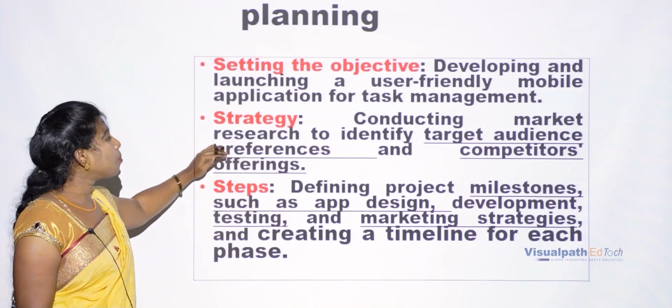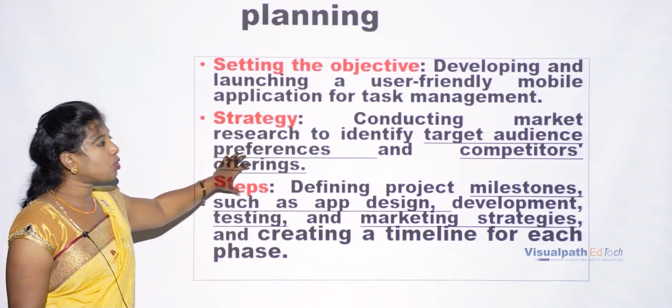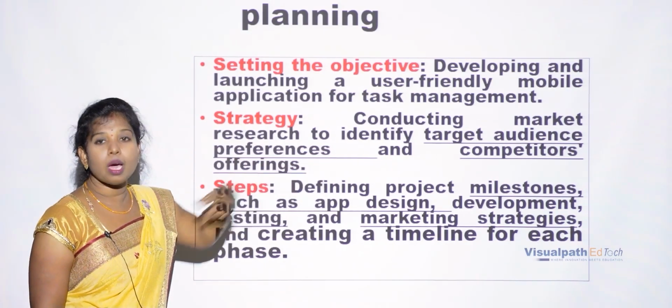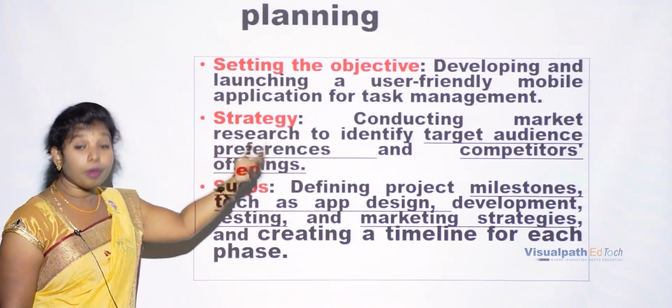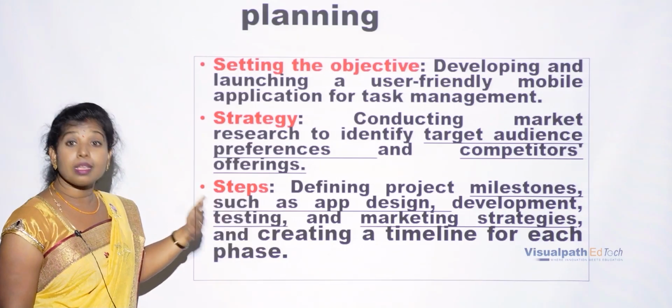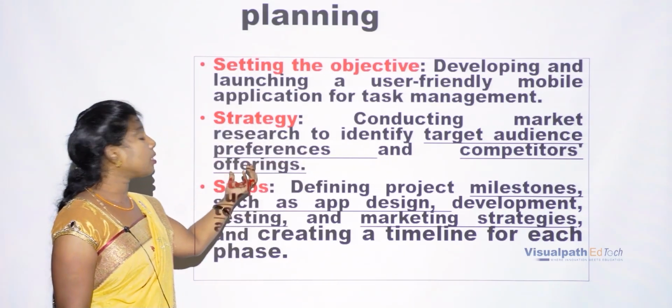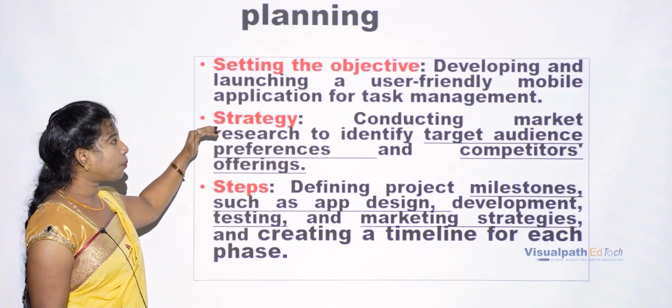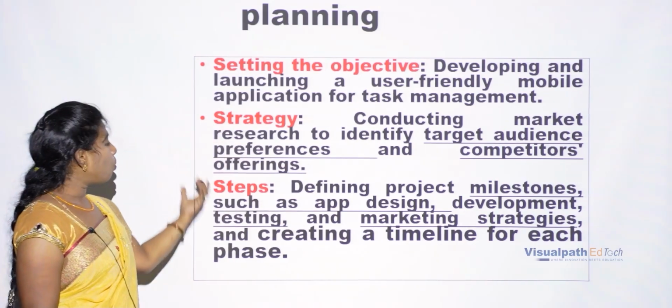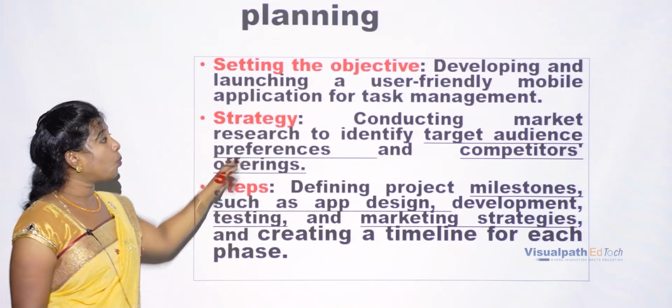So here, conducting marketing research. So whom do we have to target? That is the target audience. Who are my targets? Then what are their preferences? What are their tastes? What are their habits? And competitors' offerings. So after the strategy has been planned, what are the steps that we have to take while designing your application?